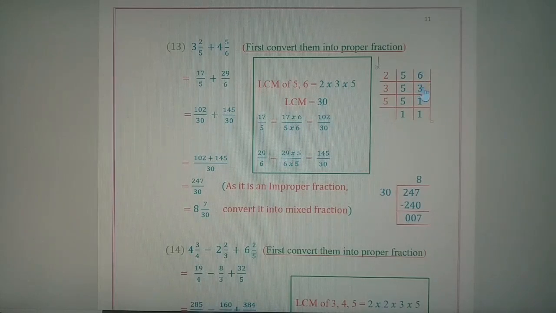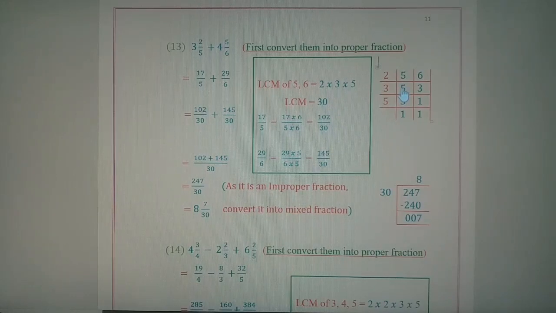2 3s are 6. In 2 table, 5 doesn't come, so 5 will copy down. Now the next row is 5 and 3. So we'll take the next prime number, that is 3, because in 2 table 5 and 3 don't come. So the next prime number we have to take for dividing is 3. In 3 table 3 comes. 3 1s are 3.